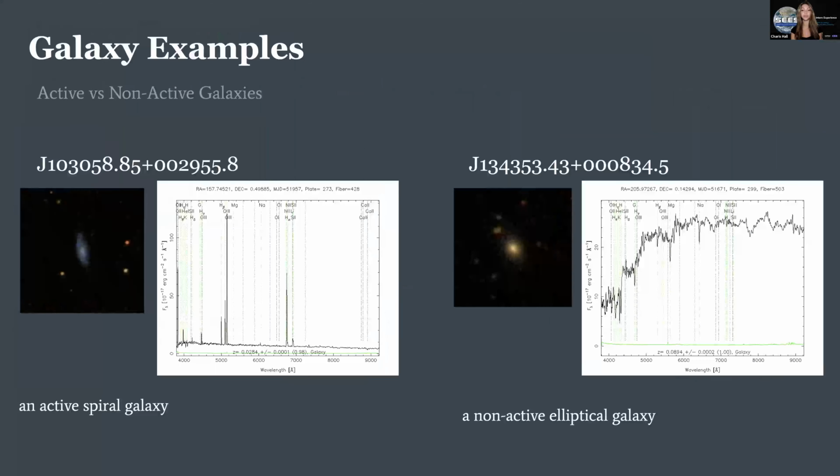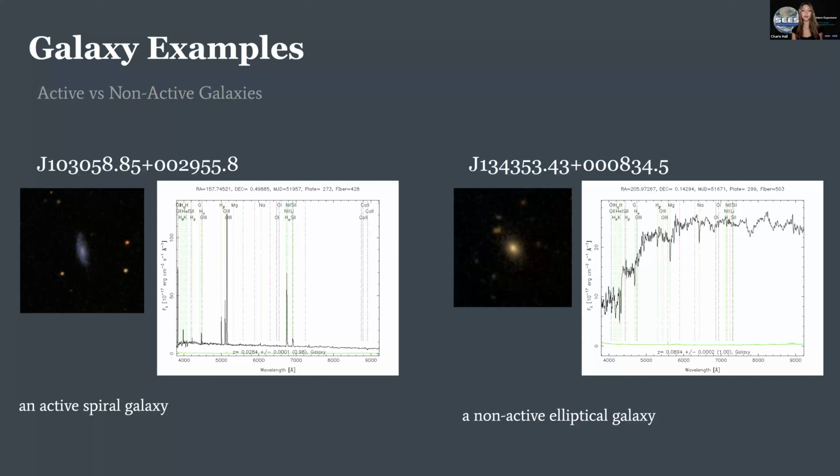Displayed here, we have galaxies demonstrating the difference between non-active and active galaxies. An active galaxy is defined to be a galaxy with an active nucleus, containing a black hole gaining mass by feeding on the surrounding material.